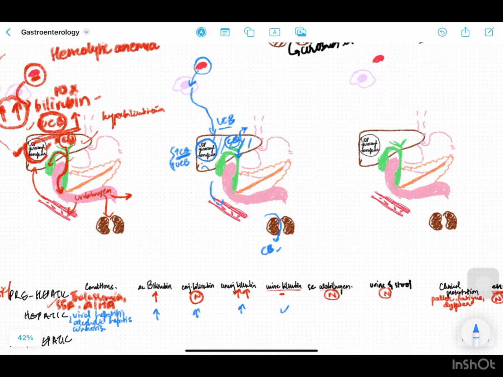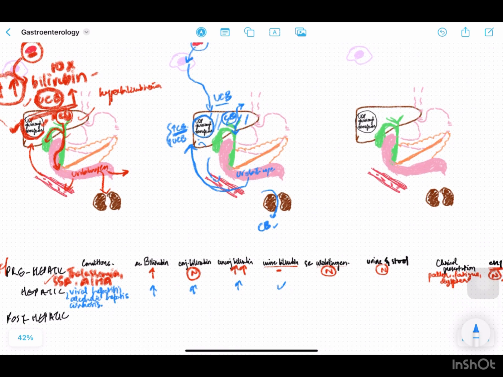Now, because there is damage in our liver, the normal functioning of the urobilinogen cycling back into the liver could also be damaged. So, the liver is not able to take this up properly, and in this case, it is likely that the urobilinogen also increases.